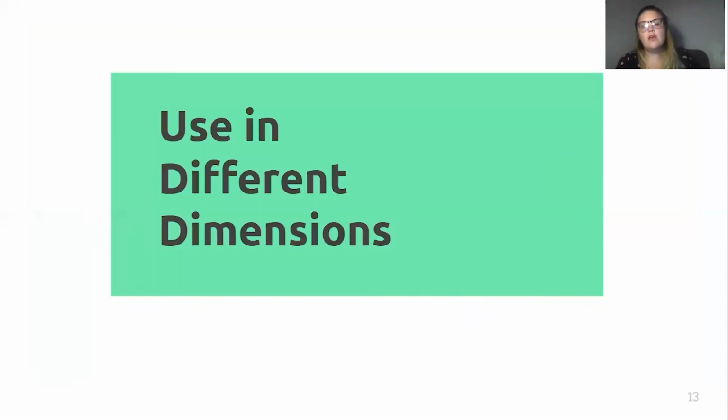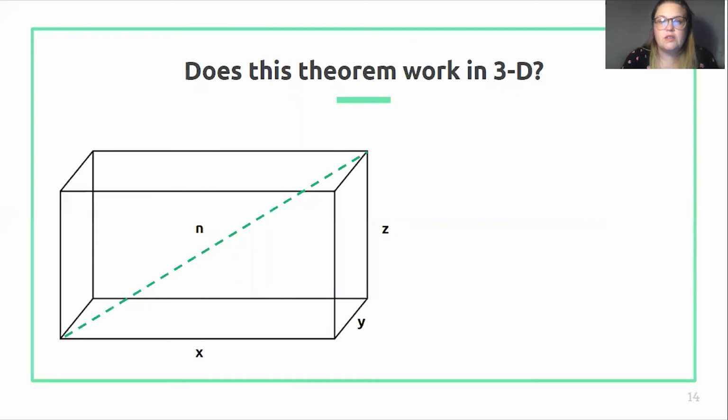Now, we've talked about using the Pythagorean theorem in two-dimensional shapes, like triangles and squares or rectangles. But did you know that it can also be used to find missing values in three-dimensional shapes too? Three-dimensional shapes are cubes, pyramids, and rectangular prisms. So let's work out a 3D example together. We're going to ask the question, does this theorem work in three-dimensional shapes?